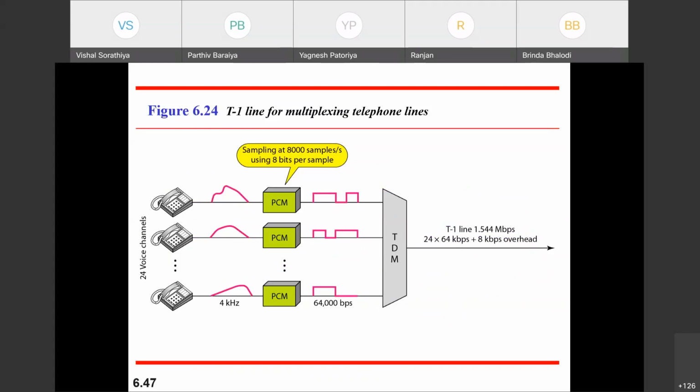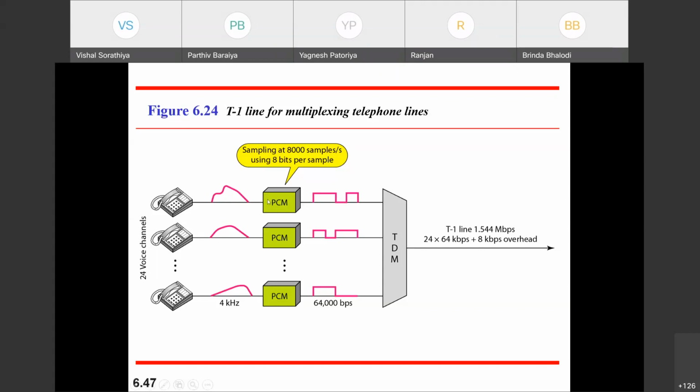Now, for the first TDM, how will this 1.544 mbps come? It will come like this. Let's say there are 24 voice channels. All are voice channels in analog form, but to do time division multiplexing of the data, what do you require? Digital data. So obviously we need to convert from analog to digital. Which block do I require? Pulse coded modulation, or analog to digital conversion.